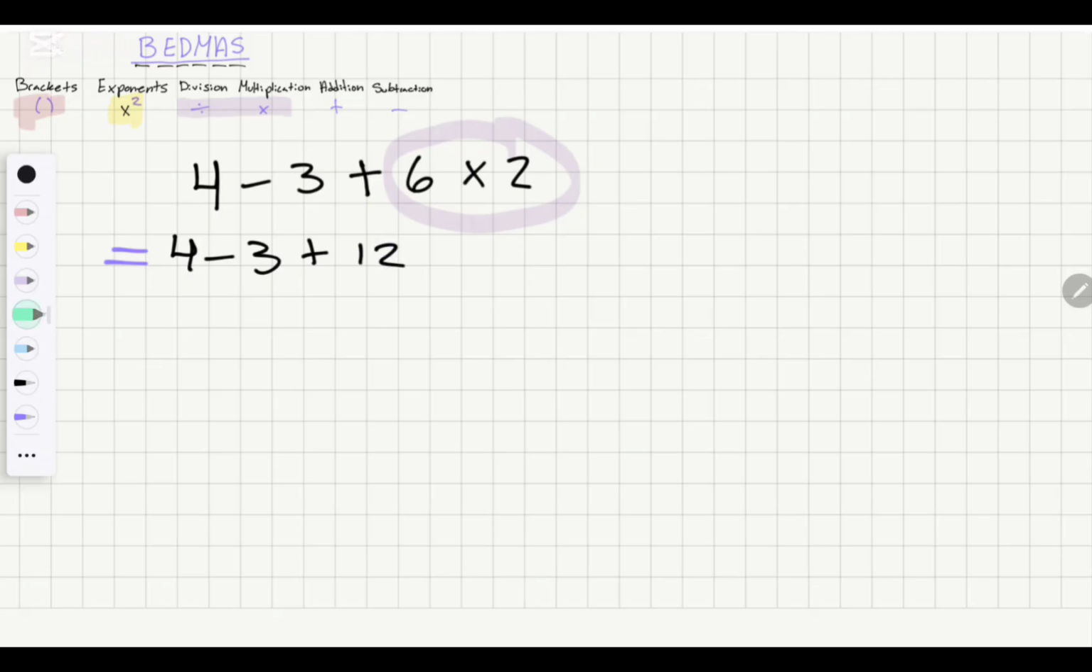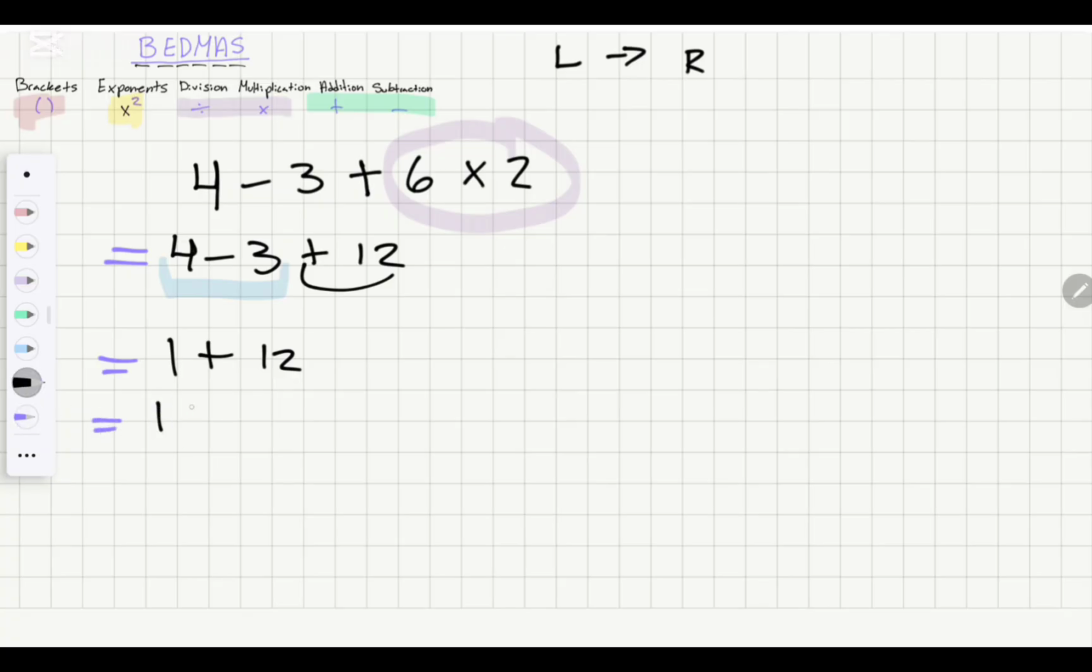Then I'm going to work my way over to addition and subtraction. Obviously that is the only thing that's left, so I'm going to work my way across the equation from left to right. That means that the first thing I'm going to do is 4 minus 3. So 4 minus 3 is 1. Then I'm going to bring down my plus 12.